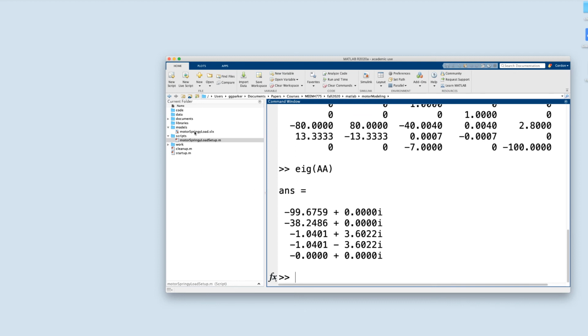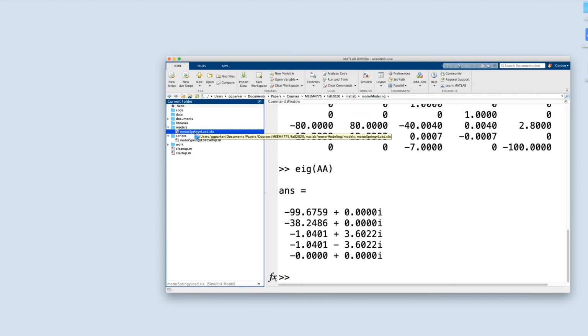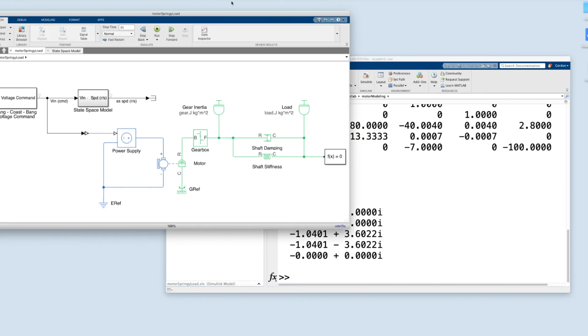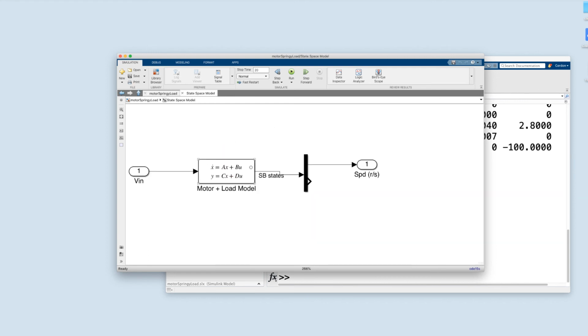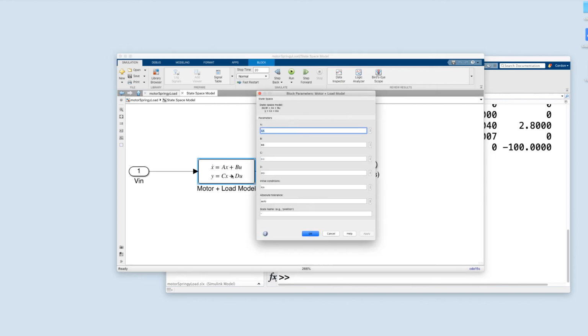Okay, enough of that. Let's take a look at the model. And look at that beautiful thing. So we have a state space system here. If I double click into that, we have our matrices and the initial conditions. Not too surprising.